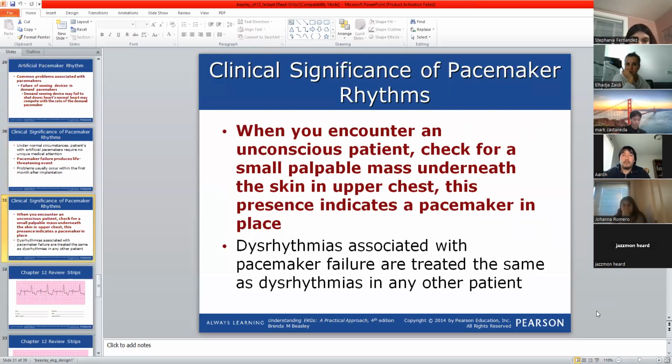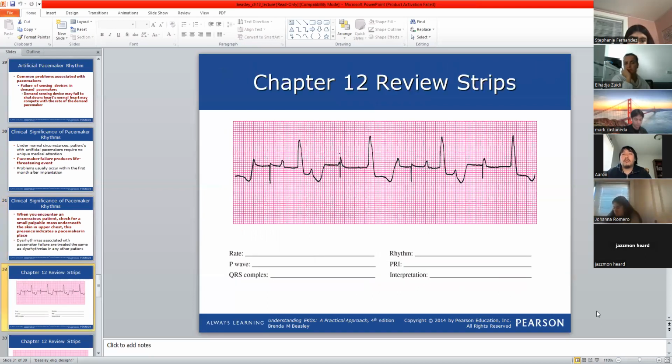As you see here, when you encounter an unconscious patient, check for a small palpable mass underneath the skin in the upper chest. Its presence indicates a pacemaker in place. And this is the reason: when we carry this patient to the emergency room, they have to replace the battery to make the pacemaker start working again.